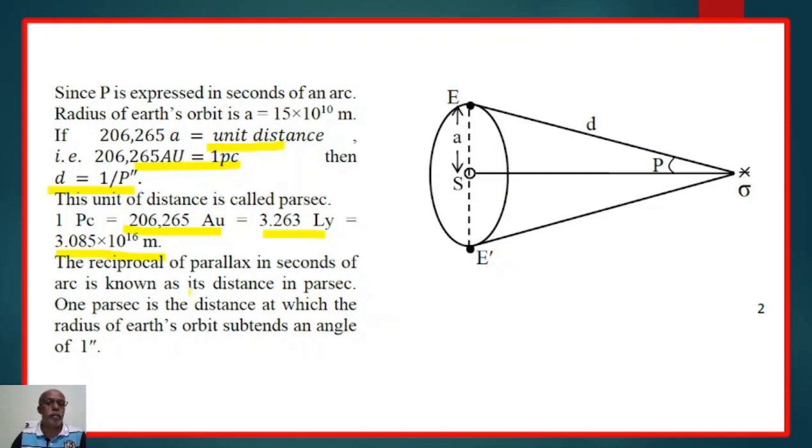Now, the reciprocal of parallax in seconds of an arc is the distance of the star in parsec. So 1 parsec is the distance at which radius of Earth's orbit subtends an angle of 1 second of an arc at the far off star.